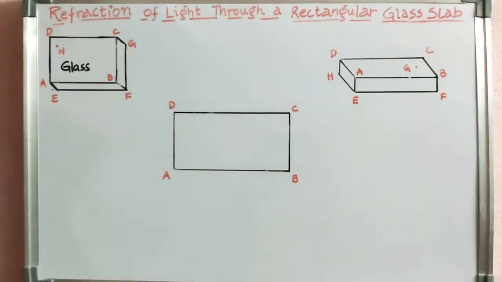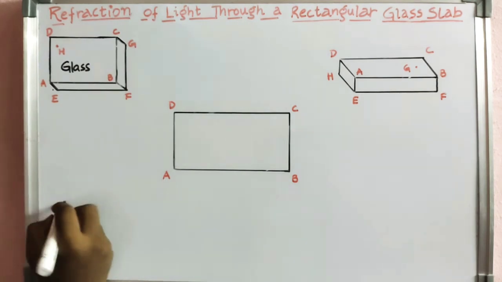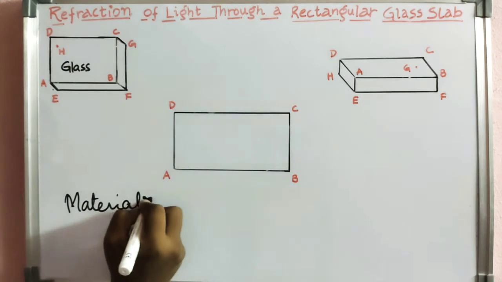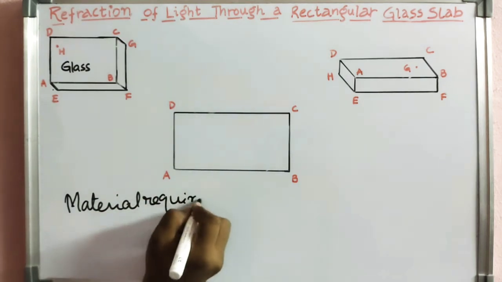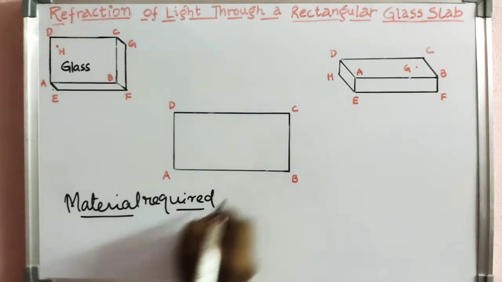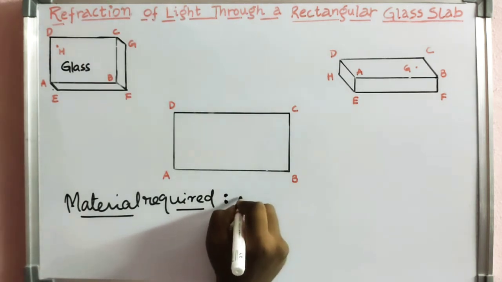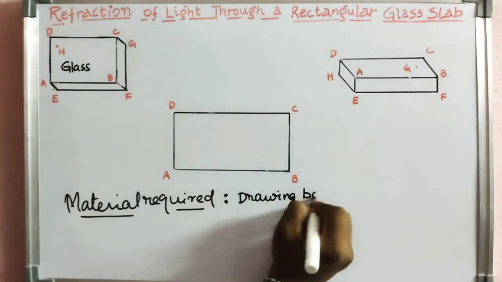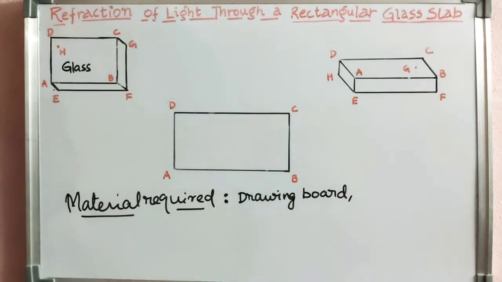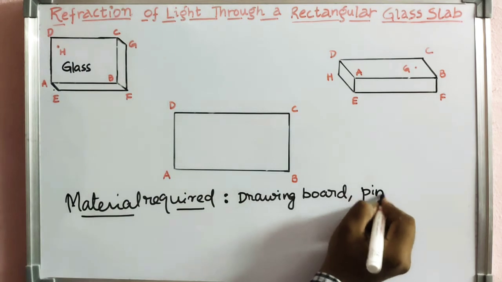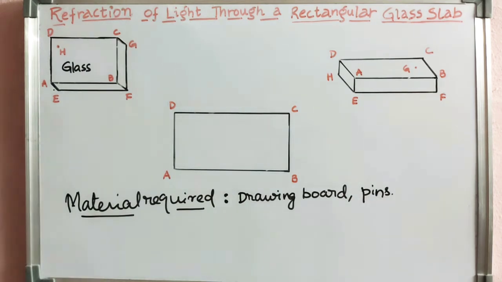Then after the aim, what do you write? You write materials required. Correct? So what are the materials required? Number one, you want a drawing board. Number two, drawing pins, or people also call them thumb pins.